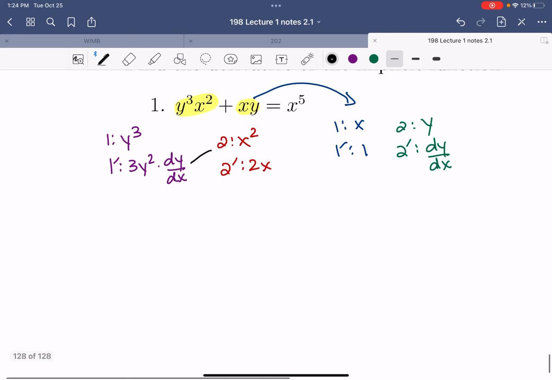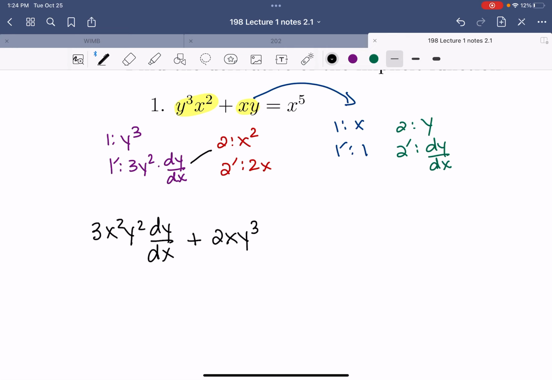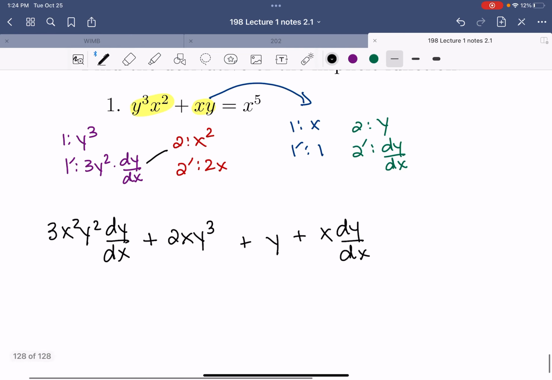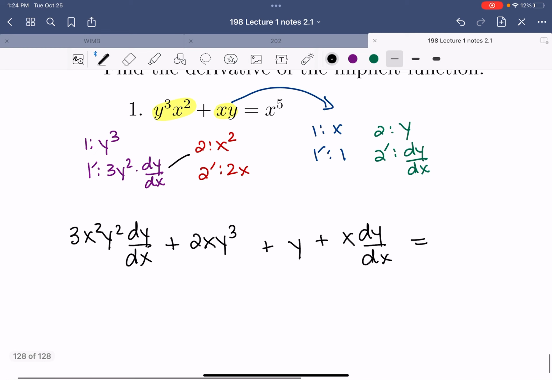So my first product rule, I'm taking 1 prime 2, so that is 3x squared y squared dy dx. Convention when you multiply is that you put the number first, then any x powers, then any y powers, and then dy dx at the back. Plus 2 prime 1 is just 2xy cubed. Then I want the derivative of xy, and I have my product rule set up for that over here. So 1 prime 2 is just 1 times y, which is y. And then 2 prime 1 is x times dy over dx. Okay, and that takes care of the xy term. And then on the right, I have x to the 5th, so this is 5x to the 4th.